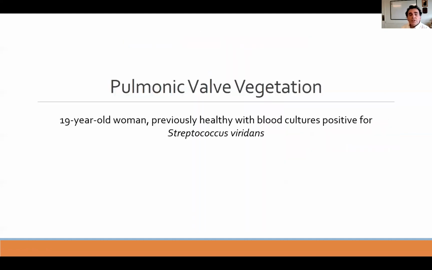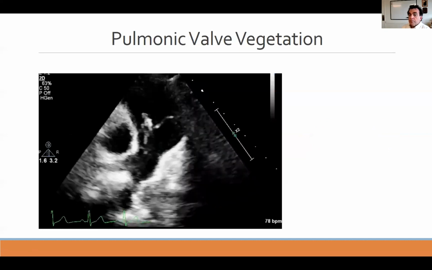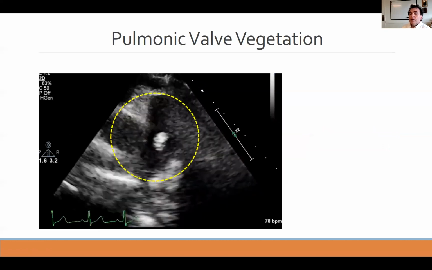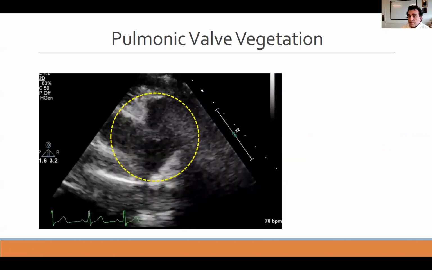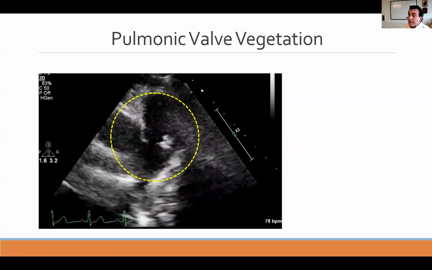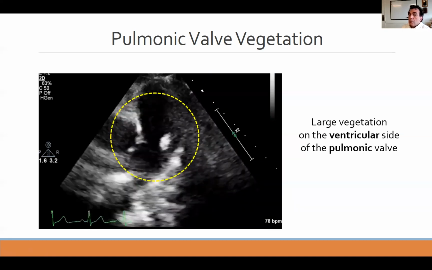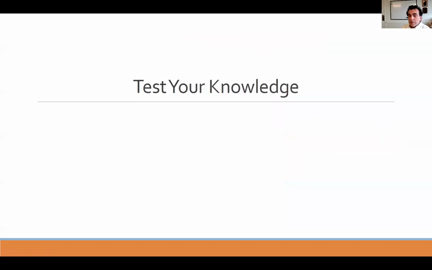How about the pulmonic valve vegetation? A 19-year-old woman, previously healthy, with blood cultures positive for Streptococcus viridans. Pulmonic valve, we now pay attention to the ventricular side of the pulmonic valve leaflets, and you see there is a large independently mobile echo density on the ventricular side of the pulmonic valve. So, correct side of the valve with an organism known to cause endocarditis, in this case Streptococcus viridans.